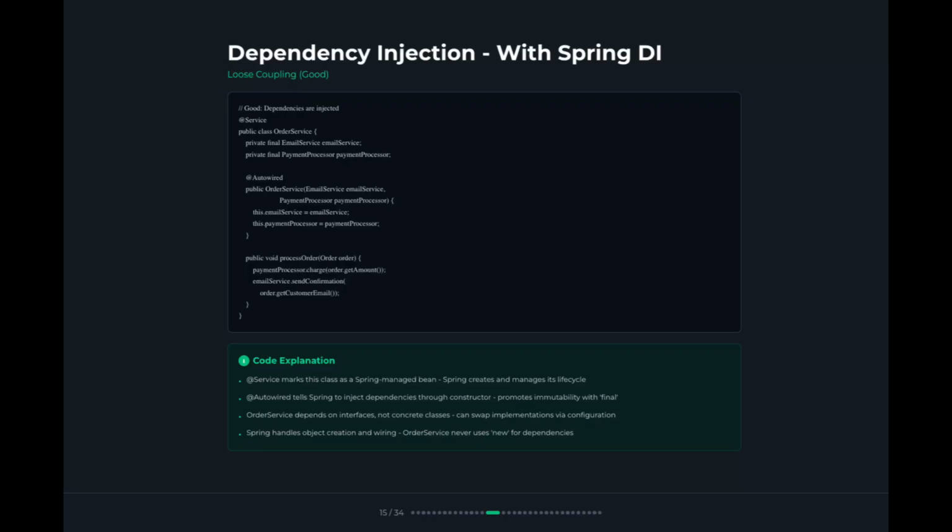Now an example with dependency injection. The @Service annotation marks this class as a Spring-managed bean. Spring creates and manages its lifecycle. The @Autowired annotation tells Spring to inject dependencies through the constructor, promoting immutability with the final keyword. OrderService depends on interfaces, not concrete classes, so implementations can be swapped via configuration. Spring handles object creation and wiring. OrderService never uses the new keyword for dependencies.